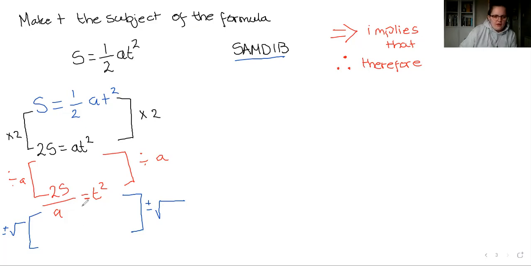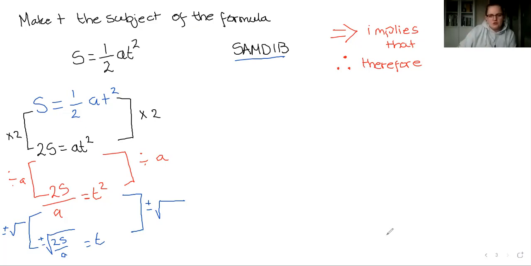So if we square root 2s over a, we get the square root of 2s over a. Remember your plus minus sign, and this would equal t. And that is our process for using the SAMDIB backwards.